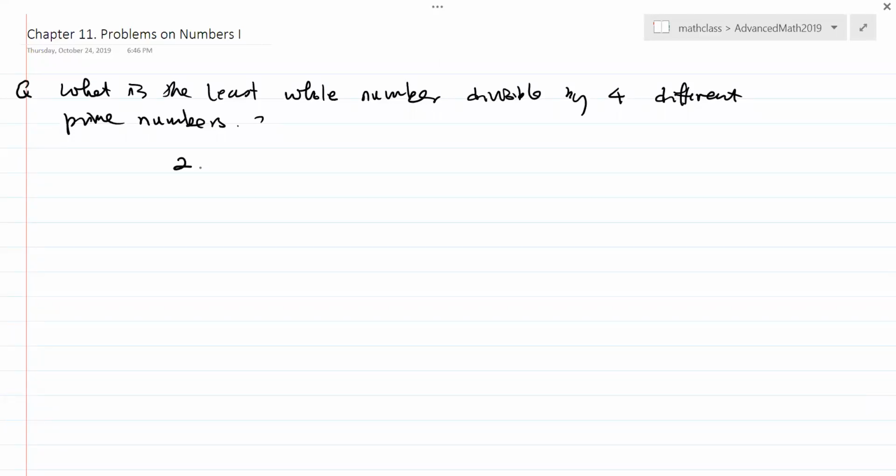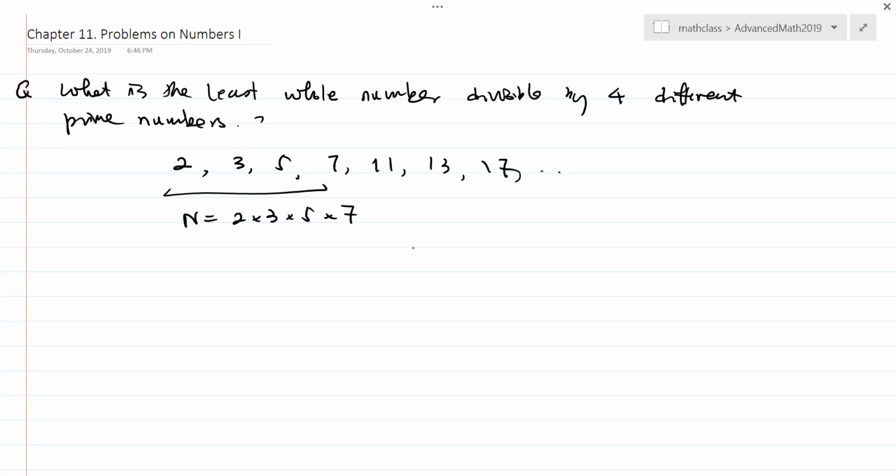So the prime numbers begin with 2, 3, 5, 7, 11, 13, 17, and so on. You just need to look at the first 4, so the product of the first 4 prime numbers. So the smallest such number is 2 times 3 times 5 times 7, and I think it's 210, because 2 times 3 is 6, 6 times 5 is 30, 30 times 7 is 210.